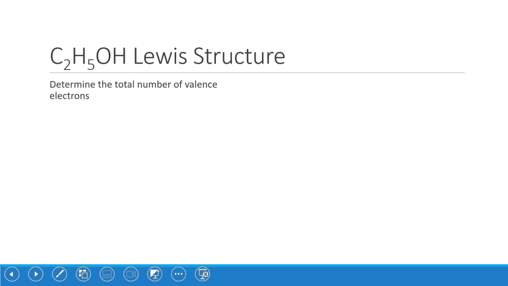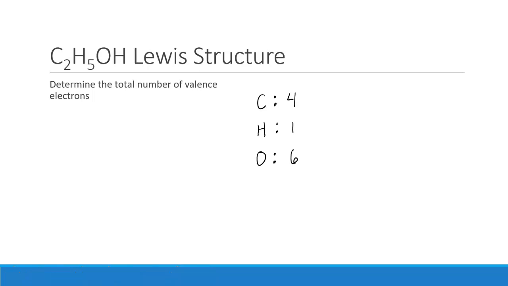Okay, one last example. This time, we're going to add an oxygen into the system. So we have 2 carbons and 5 hydrogens, and then an oxygen and a hydrogen at the end of that formula. So the total number of valence electrons, we have to account for the carbons, hydrogens, and the oxygen. Carbon contributes 4 based off the periodic table. Hydrogen 1, and oxygen 6.